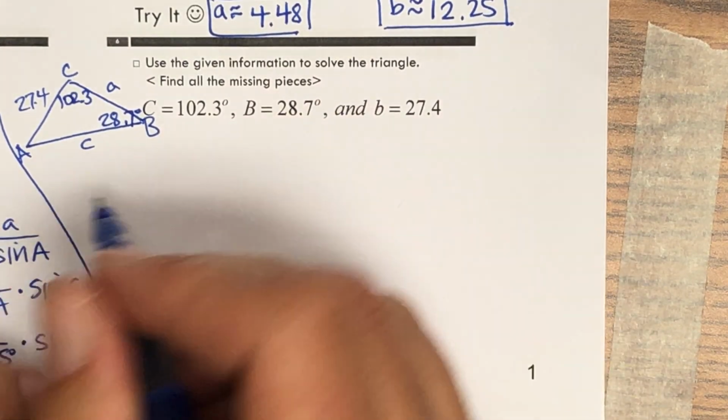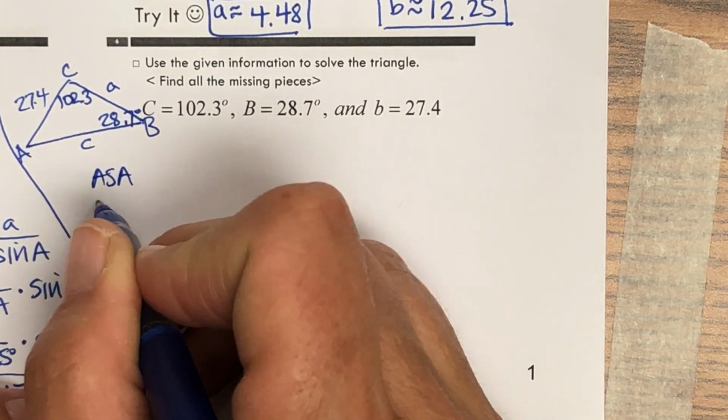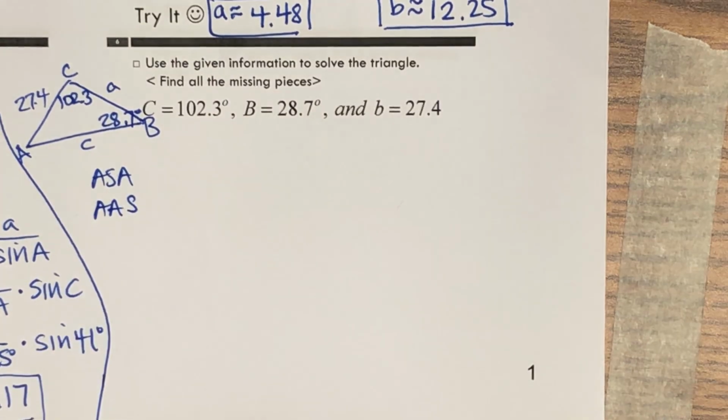Okay, so more of the same. Which one is this one? Angle, side, angle, or angle, angle, side? Take a second and see if you can figure it out.